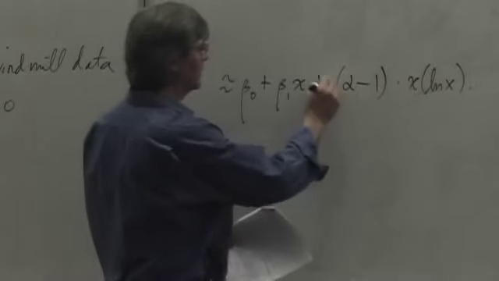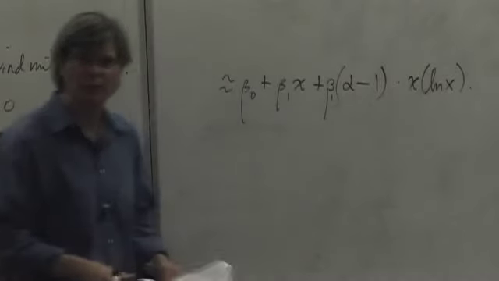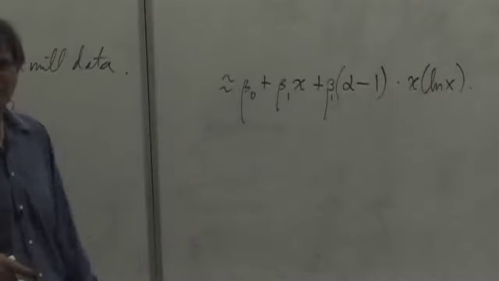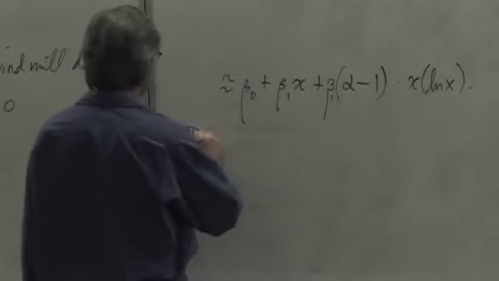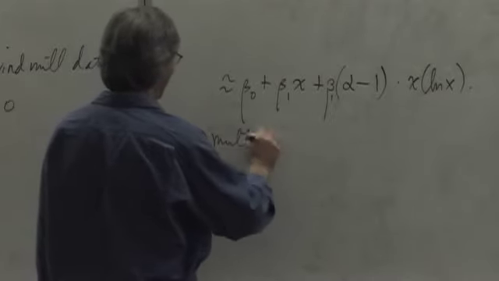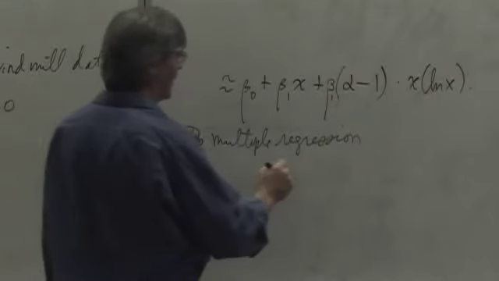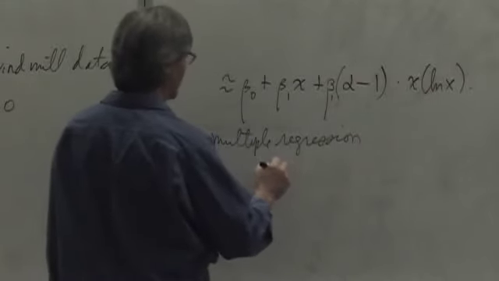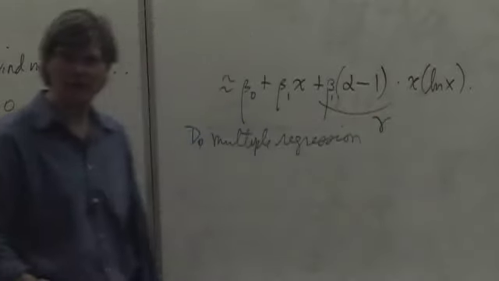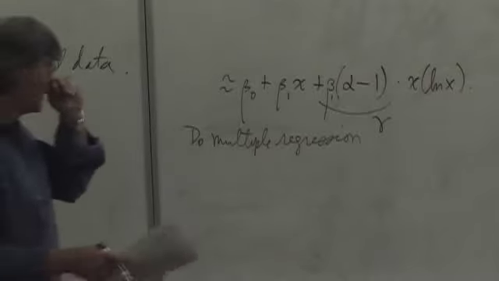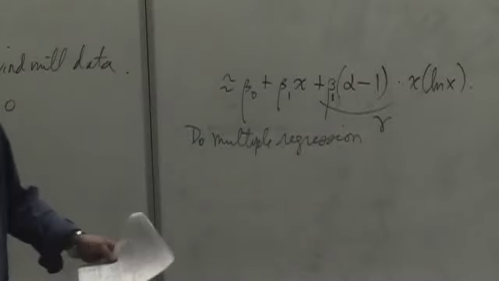I'm sorry, I forgot my beta 1 here. So I do multiple regression, and I'll now get new estimates. You say, who thought this up? Okay, multiple regression. And I'll just call this parameter beta 1 times alpha minus 1 gamma. I need to estimate gamma, and once I estimate gamma, then I'll divide by beta 1, and I'll add 1, and I'll get my alpha.